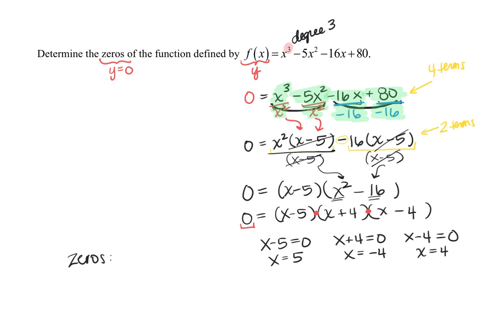The zeros are going to be, if you list them in order from least to greatest, negative 4, positive 4, and 5. Although you don't have to list them in that order. Any order would be just fine.